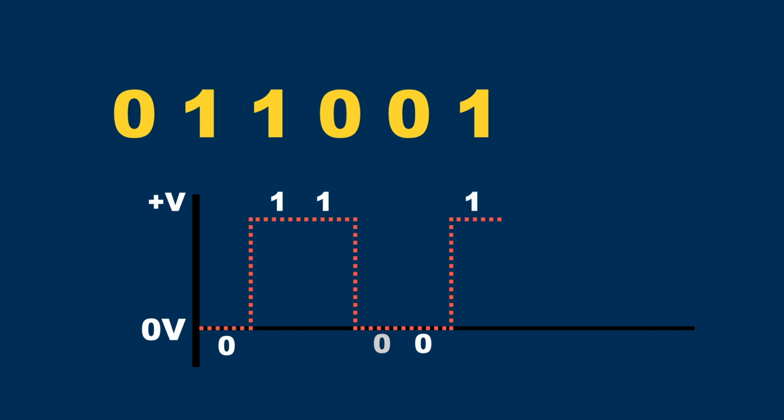The first bit is a 0, so the signal stays at the zero voltage level. The next bit is a 1, so the signal goes to a positive voltage level. The next bit is also a 1, so the signal stays at the positive voltage level. The next two bits are zeros, so the signal goes to the zero voltage level. The next bit is a 1, so the signal goes to a positive voltage level, and so on and on.